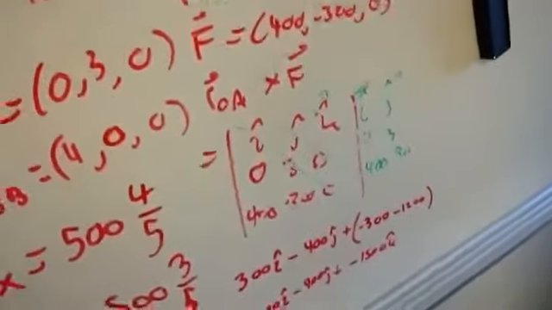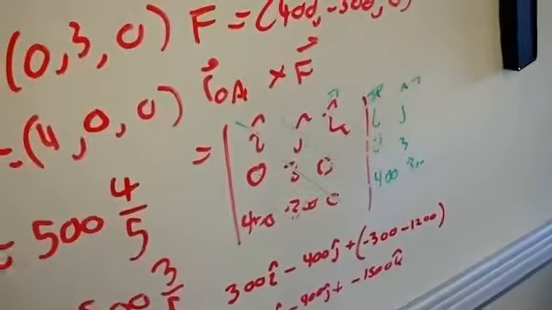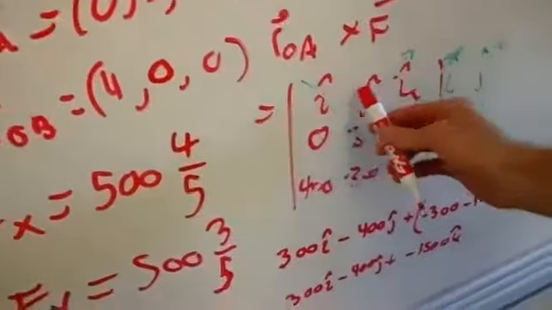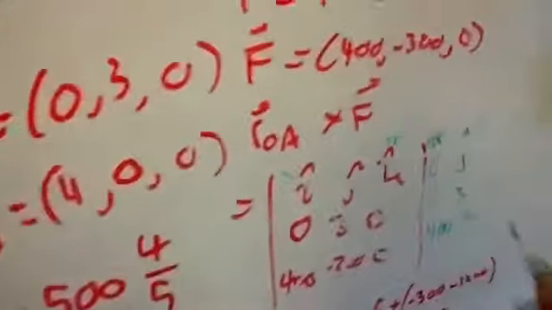There's an easier way, though. The cross product of two vectors is found by taking the determinant of... technically you're not taking the determinant of i, j, k, you're taking the determinant of this matrix.